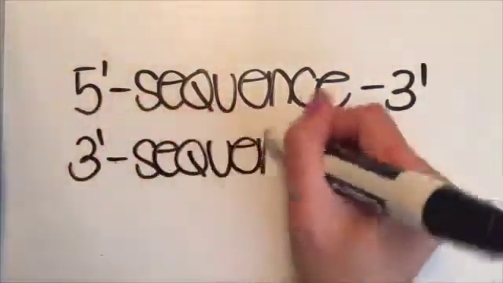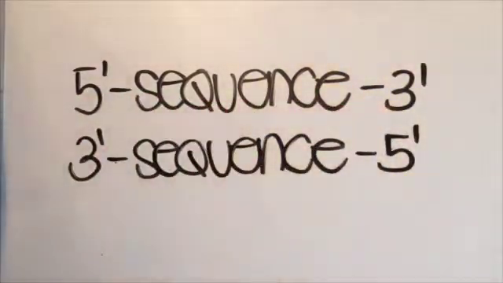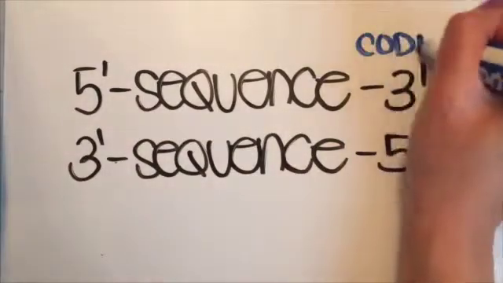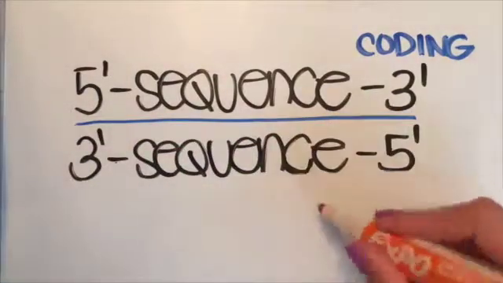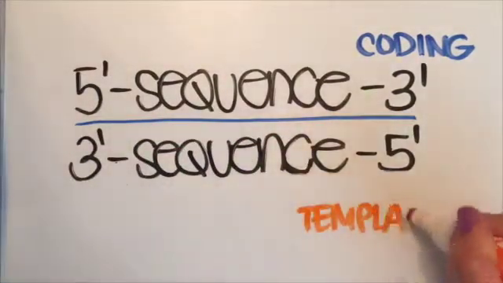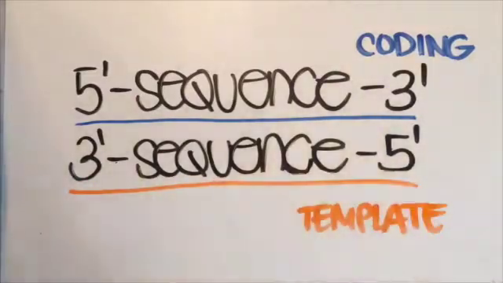We have the top strand of the DNA, which is the coding strand, that is in the 5' to 3' direction. Below that, we have the bottom strand, which is the template strand, and it goes in 3' to 5' direction.